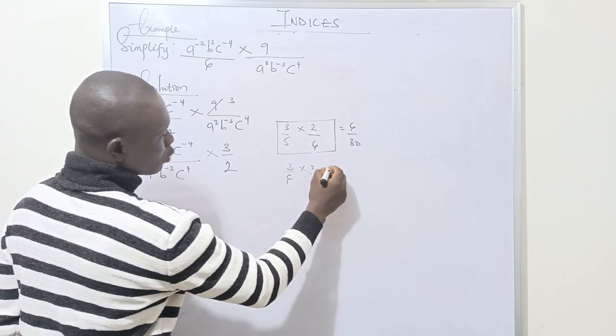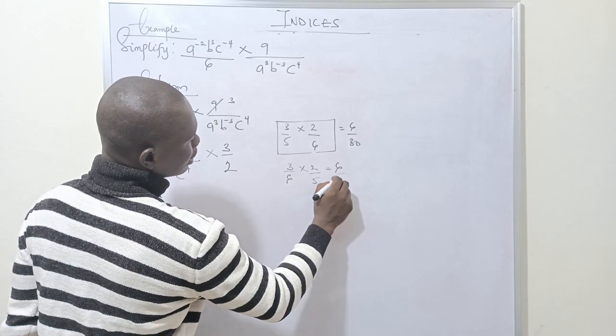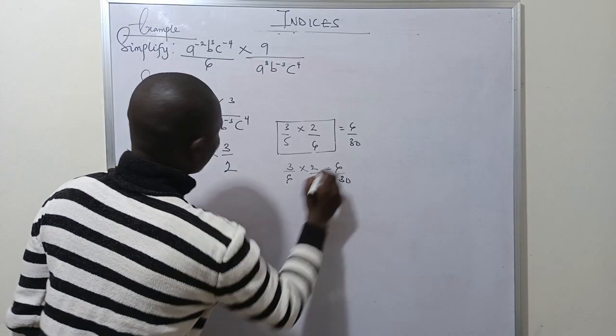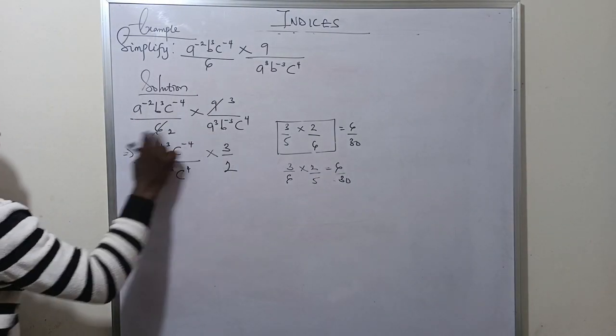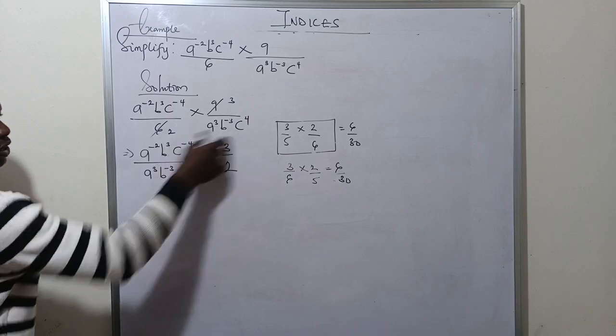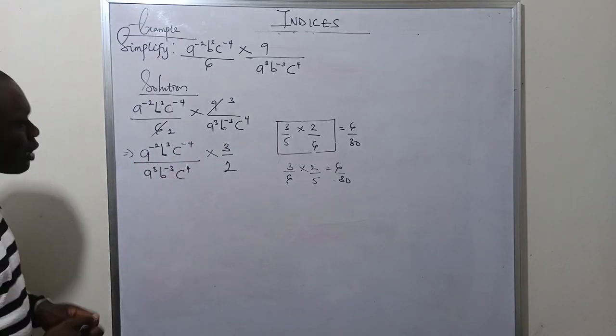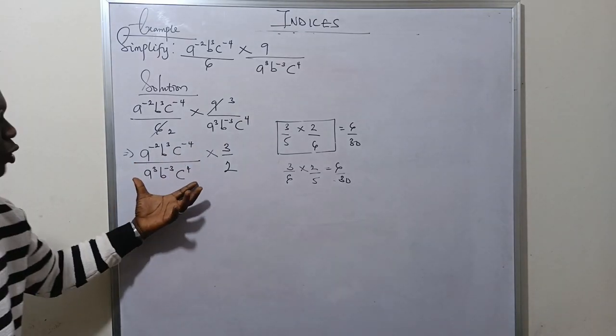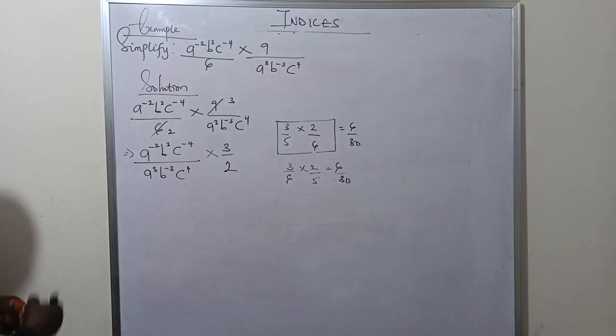3 times 2 here is 6. Then 6 times 5 is 30. And that's what I've done here. I interchanged the denominators. So after interchanging the denominators, I have something like this here. Now with this, I can use the approach of indices, that says what?